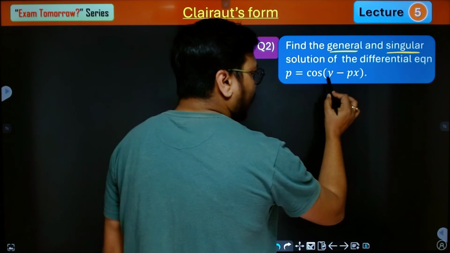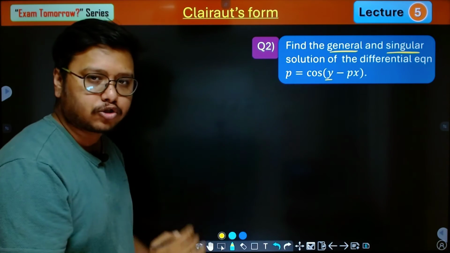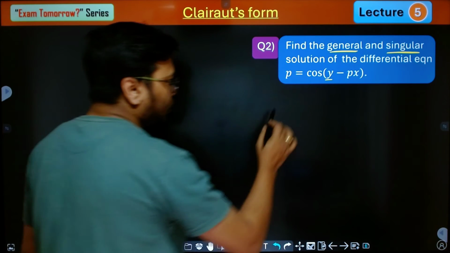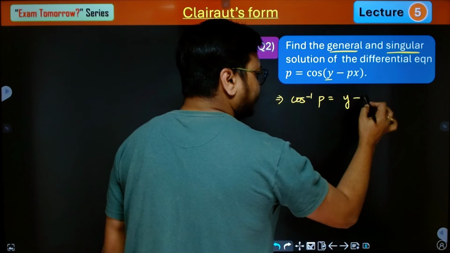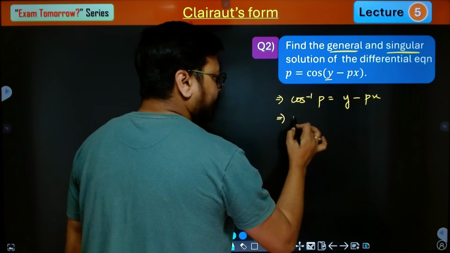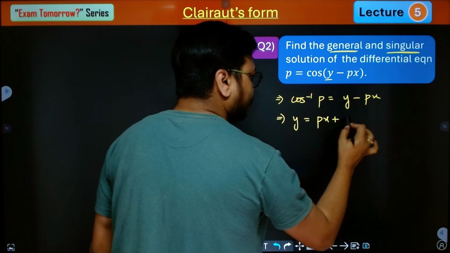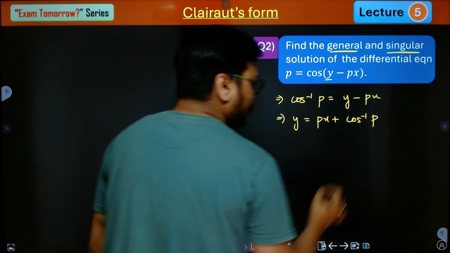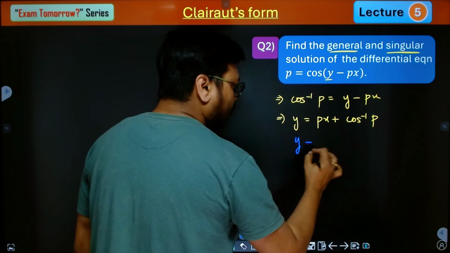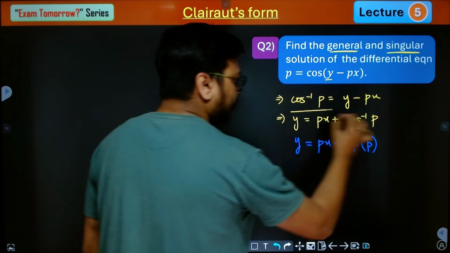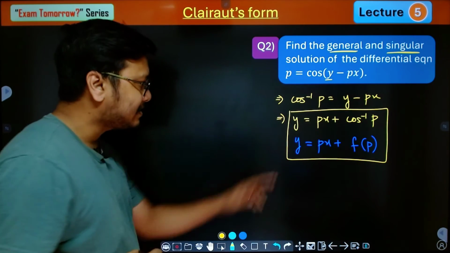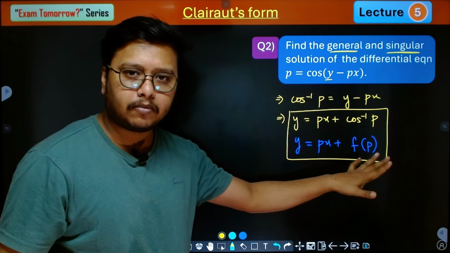We can see y over here, which is inside cos, so we need to bring it outside cos. So let's take a cos inverse both sides and we get something like this. Then we can write y equals px plus cos inverse p. So this is definitely of the form y equals px plus function of p, right? So that means this is in our Clairaut's format.